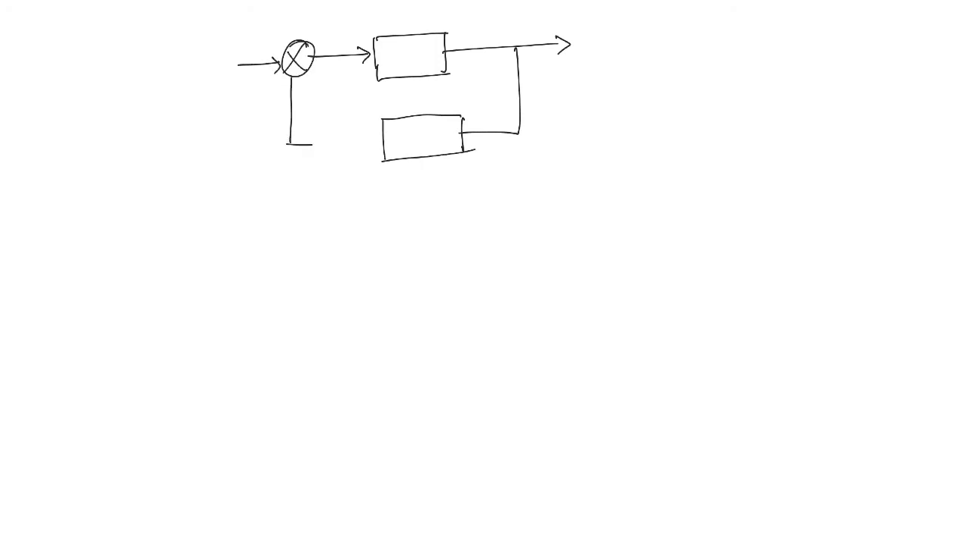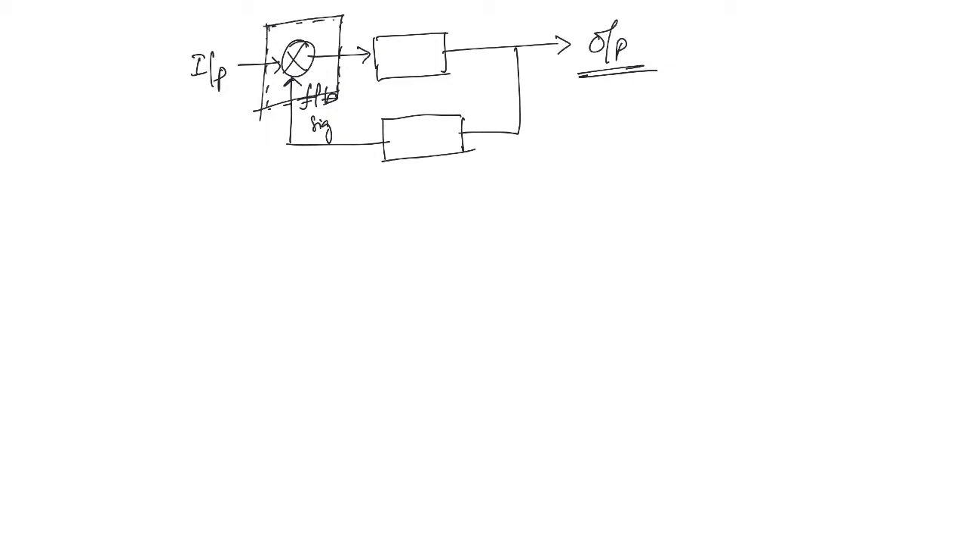Now we know that a closed loop control system or a feedback control system will have a standard form like this. Here we have the input, here we have the feedback signal, and here we have the output. This is the place where the input is compared with the feedback signal. The feedback signal is some information that you are getting from the output.